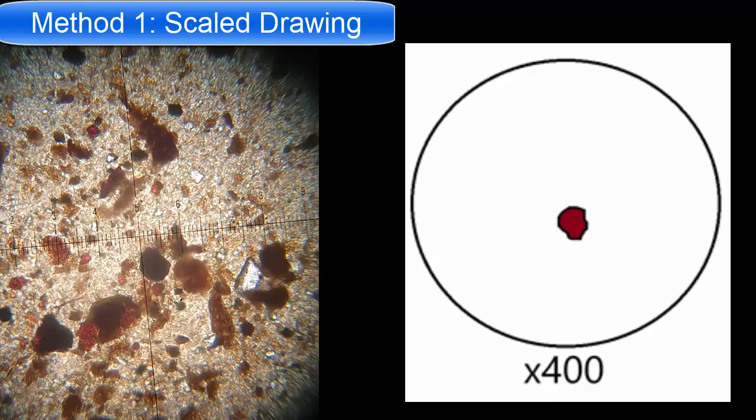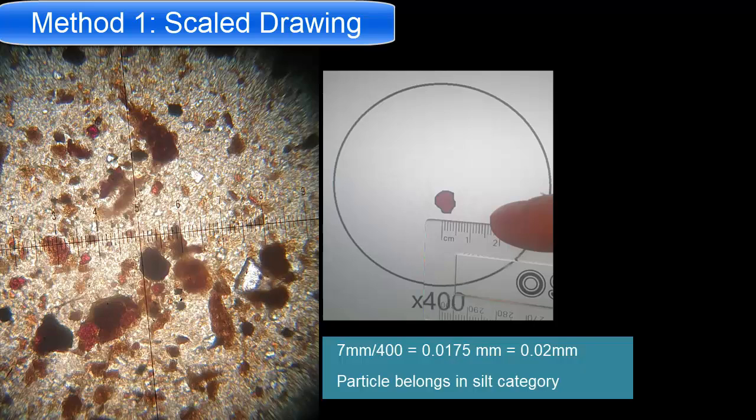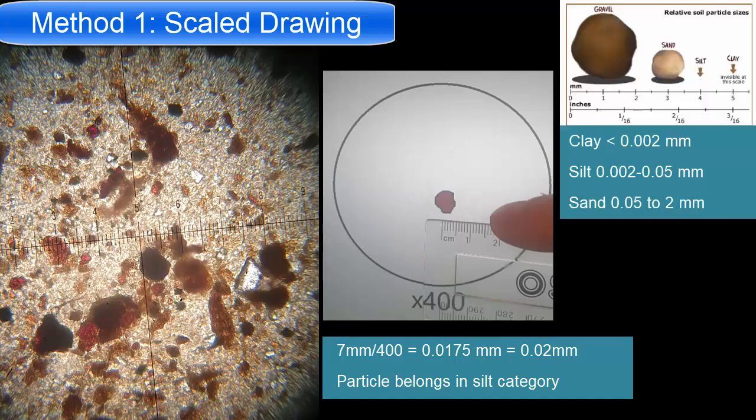So the next thing you're going to do is get the ruler and physically measure the size of what you drew. Now you always put the magnification down there. If it's a by 40 lens, there's always the by 10 in the eyepiece lens. It's not just the by 40 objective lens, so it's by 400; it's always 10 times whatever the lens is. And so the calculation is you just grab that. So I got about 7 millimeters divided by 400, so that's 0.0175, so it's 0.02 millimeters. So that particular particle there in the middle goes into the silt category.